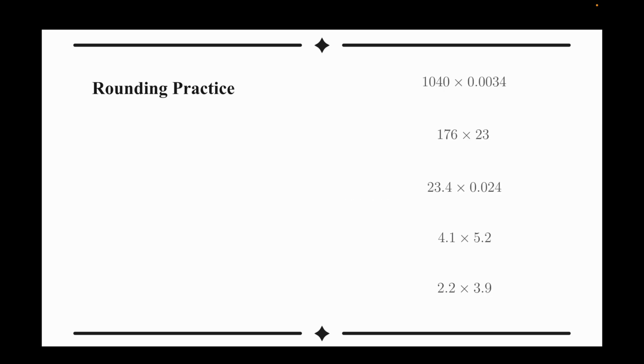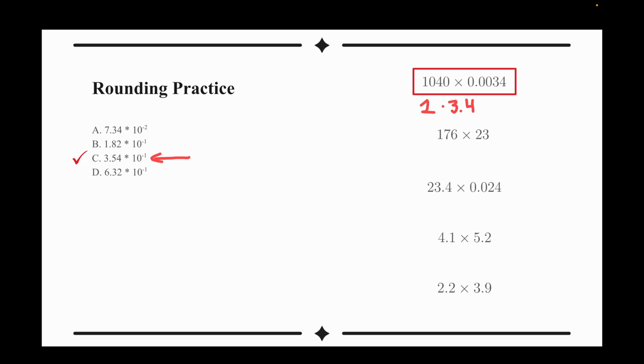Let's do some practice questions together now so I can give you a better idea of how to utilize these strategies. For our first equation, notice all of our base numbers are different. Therefore, we can ignore scientific notation. Because we can ignore scientific notation, we can aggressively transform these numbers into a much easier equation. Let's change these numbers into 1 times 3.4. With that, it's clear the base number of our answer choice has to be around 3.4, and the closest answer to 3.4 is C, 3.54, and that is the correct answer.